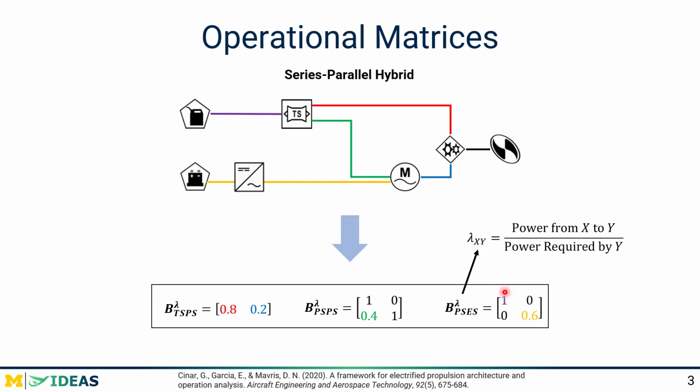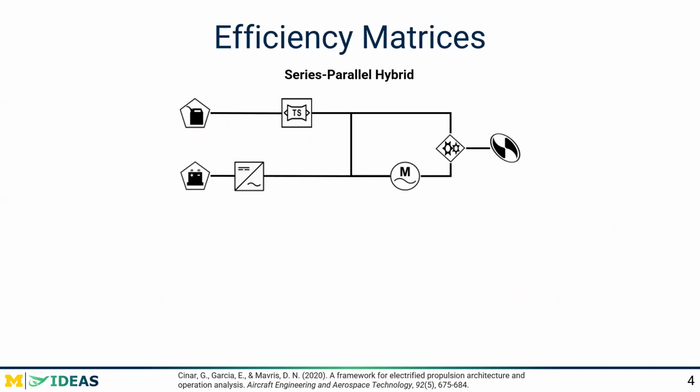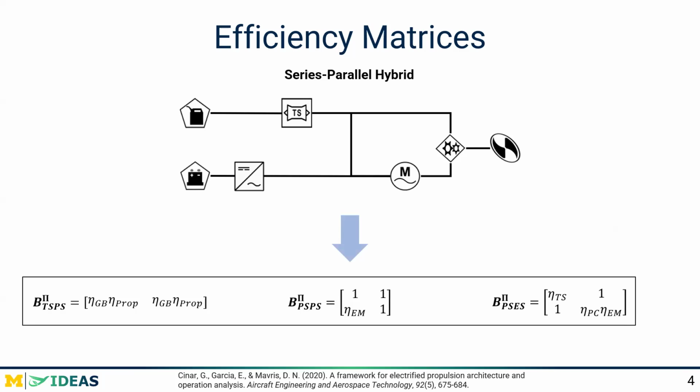So you can see it's pretty straightforward, but make sure to read the paper that is cited down below to gain a better understanding, because this is a very elementary introduction. So we've covered the architecture, we've covered how the power flows in the architecture. The last thing we need to cover is the losses or inefficiencies of the components along the powertrain. And for that, we have the efficiency matrices.